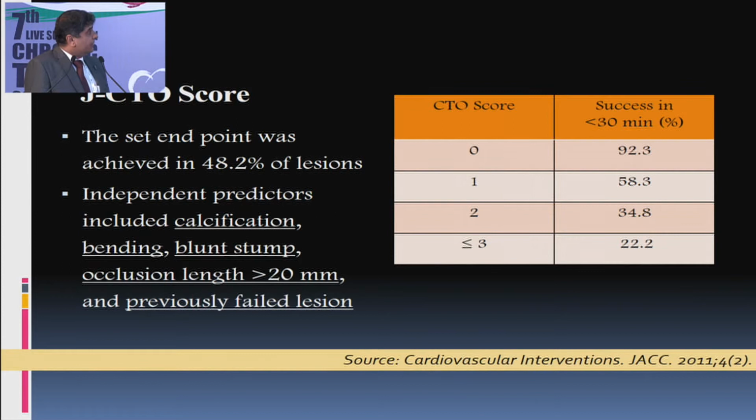Also, you can have a fair understanding according to the score. If the CTO score is 0, then a little over 90% of the time you're likely to finish the case in less than 30 or 40 minutes. Or if the score is 3, then 1 in 5 times is what you'll finish the case early rather than late.